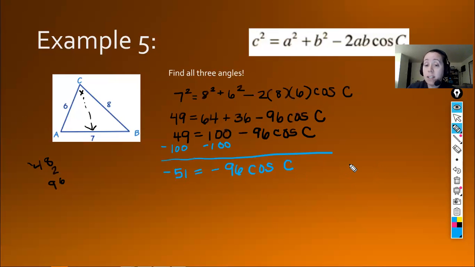Now I can divide to get rid of that times negative 96. Remember, we are trying to dislodge that 96 from that cosine of C. And what's connecting it to that cosine of C is multiplication. So don't think you have to add. It's real easy to think that, but we're actually going to divide. So we know that'll cancel. So we're left with cosine of C, and then the negative over negative makes it positive. Now we got to undo that cosine, and that is the inverse cosine.